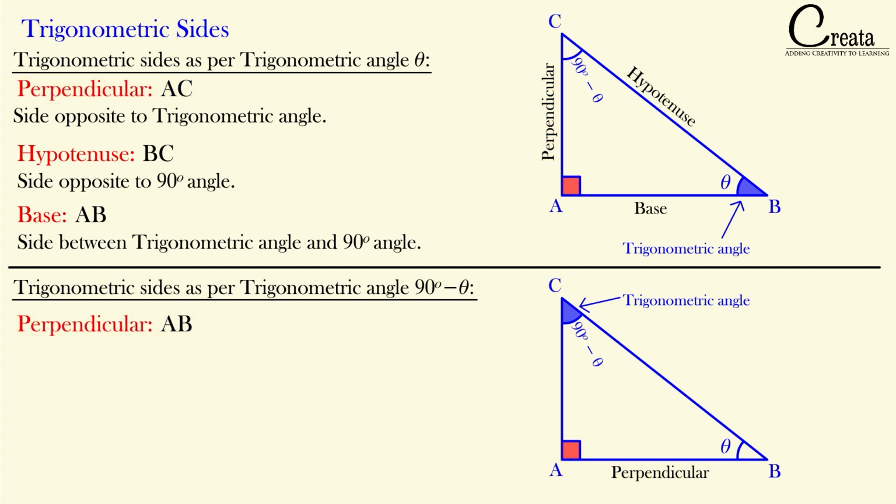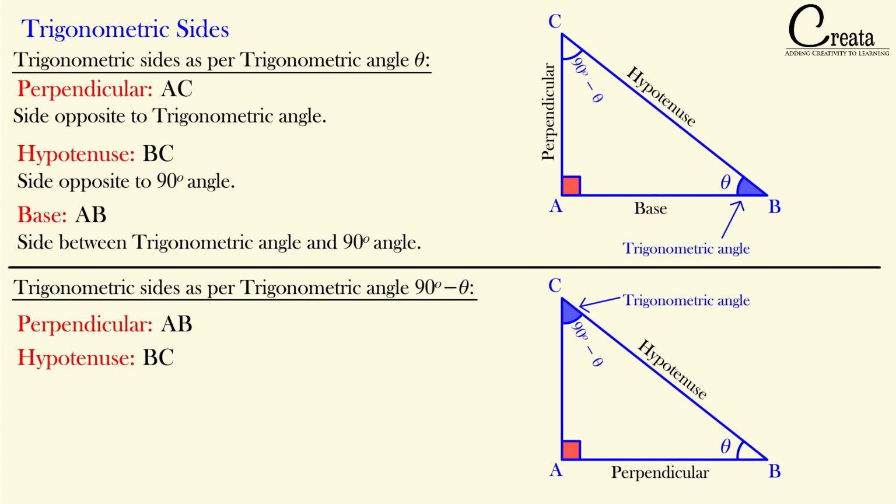Let's see what is hypotenuse. Hypotenuse is the side which is opposite to angle 90 degree. So here angle A is 90 degree, which is also 90 degree in the previous case. So BC will be the hypotenuse. So by changing the trigonometric angle, our BC, that is hypotenuse, is not changed. In the previous case also BC was hypotenuse, and this case also BC is hypotenuse. So hypotenuse is the side which is opposite to 90 degree angle, and it is not changed by changing the trigonometric angle. This is important.